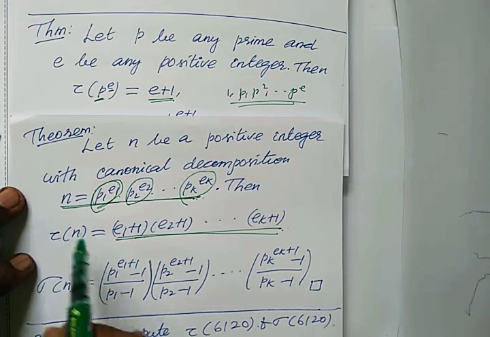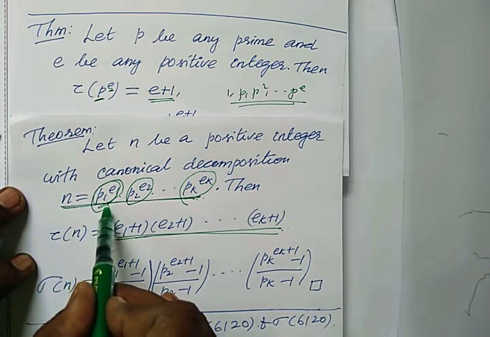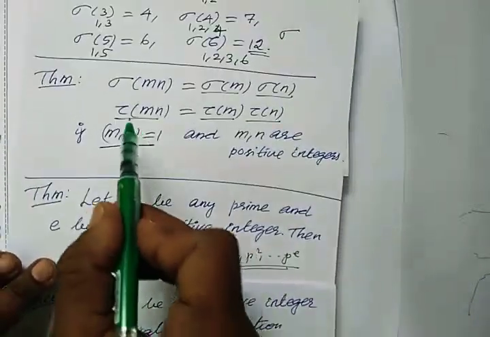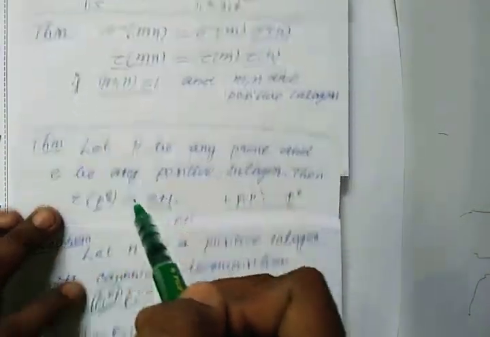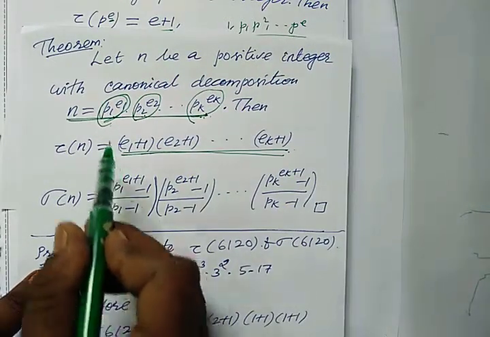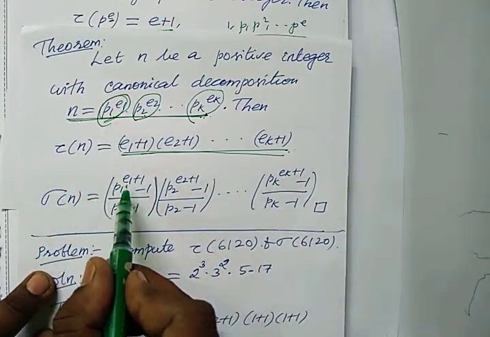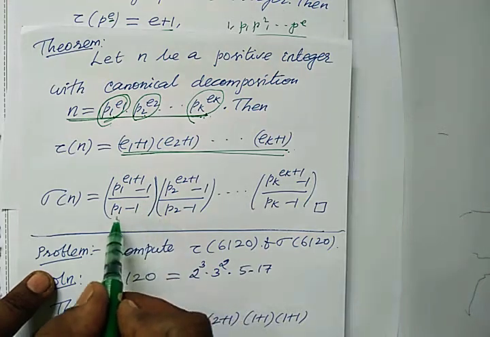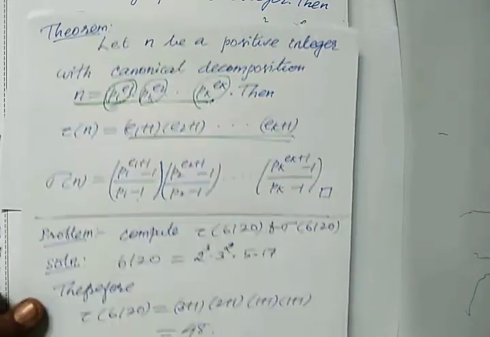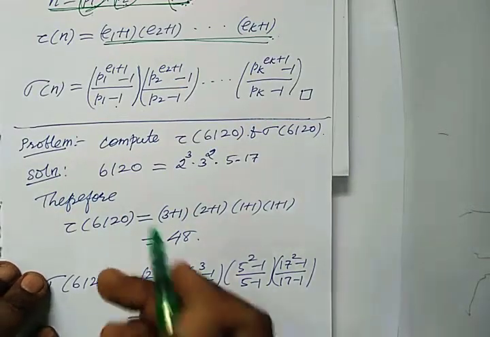And similarly, sigma of n is equal to sigma of this one into sigma of this one, etc., because sigma is also a multiplicative function. These are all relatively prime, right? So sigma of the first is p1 to the power e1 plus 1 minus 1 by p1 minus 1, etc. Now let us solve 2 more problems.